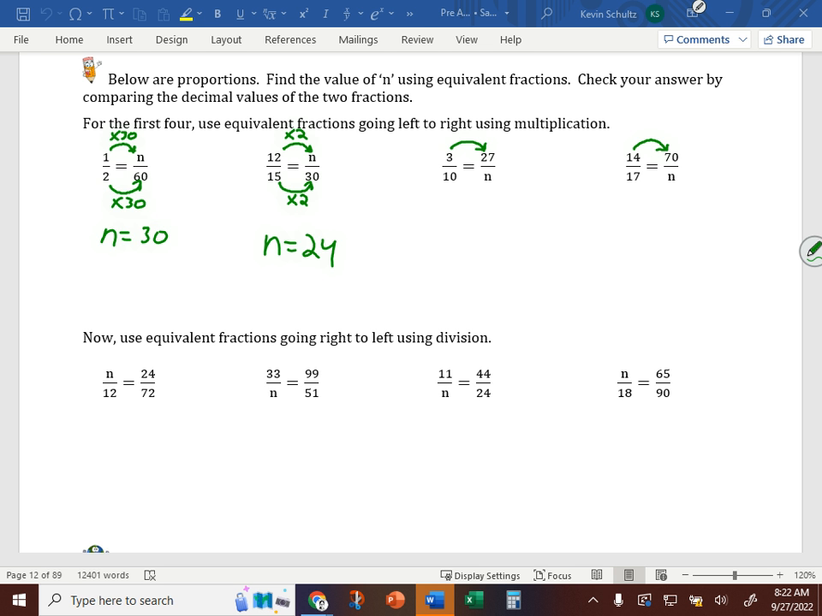Okay, what do we get for n in the third one? Who wants to share what they came up with? 90. 3 times 9 is 27. So 10 times 9 is 90.